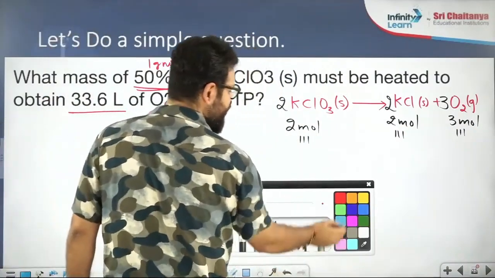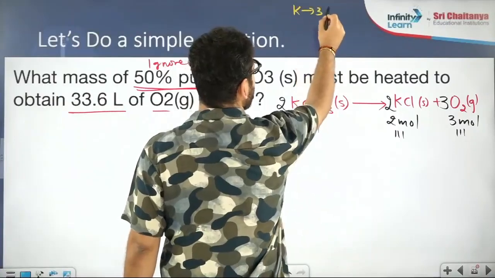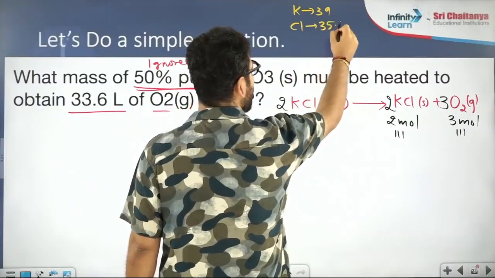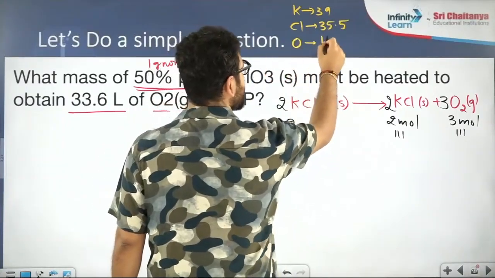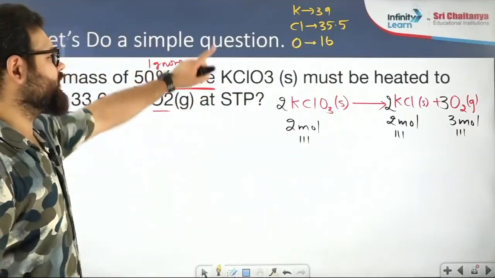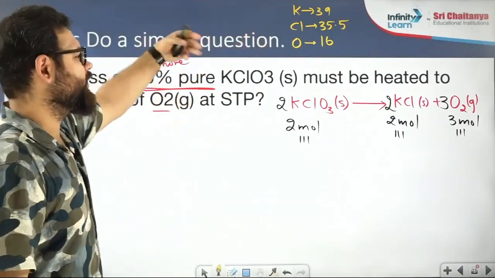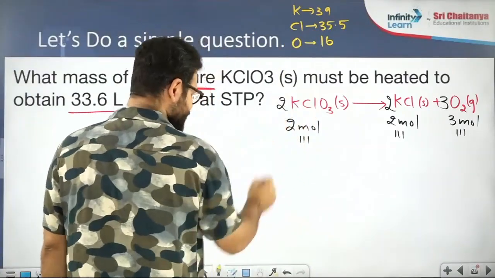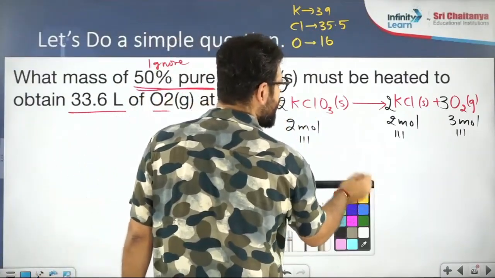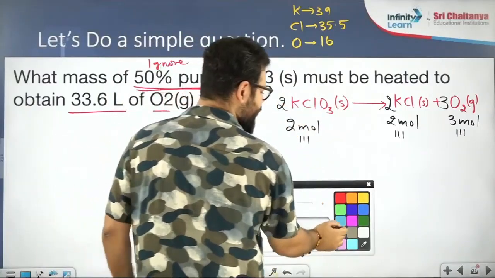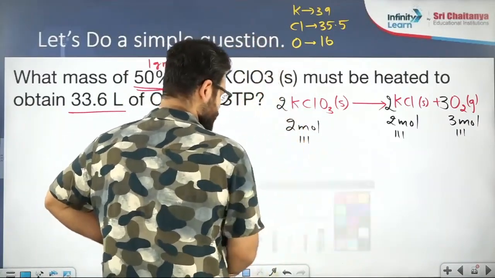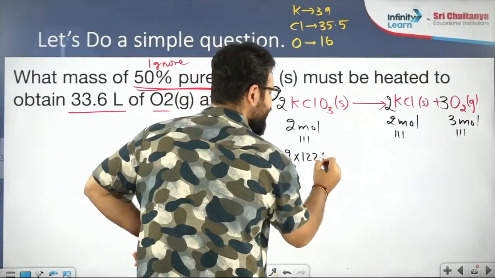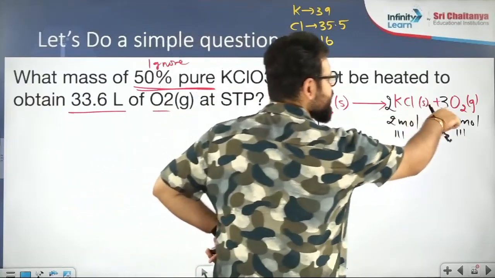KClO3. Potassium's mass number is 39, so 39 is the molar mass of potassium. Chlorine is 35.5. Oxygen is 16, as all of us know. These 3 values you should remember. Slowly, when you are solving more questions, you will be able to learn them. So when you add them, the molar mass of KClO3 comes to 122.5. 2 mole means 2 times 122.5 gram KClO3 produces 3 mole oxygen.